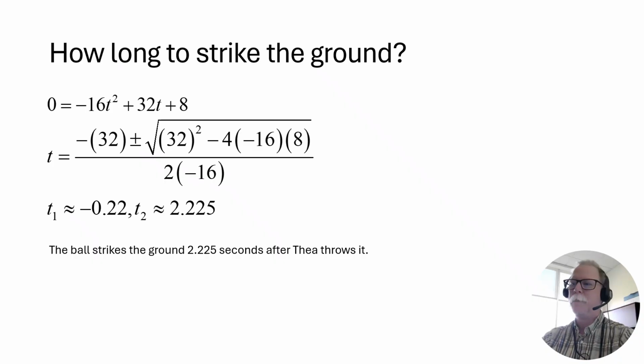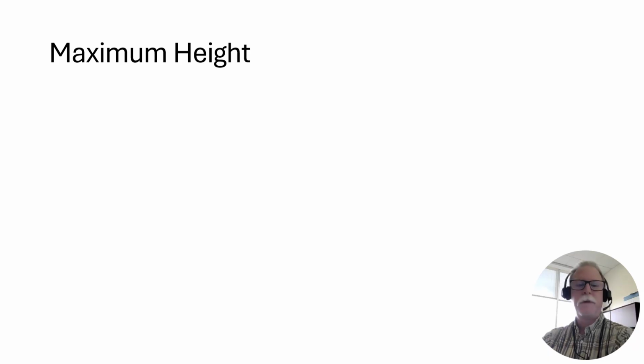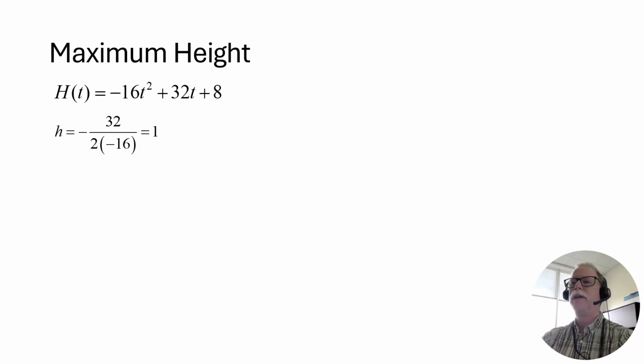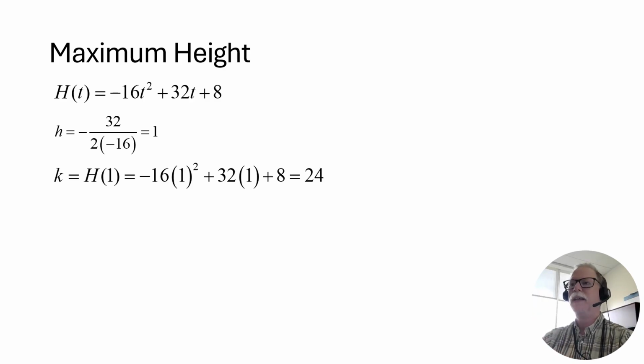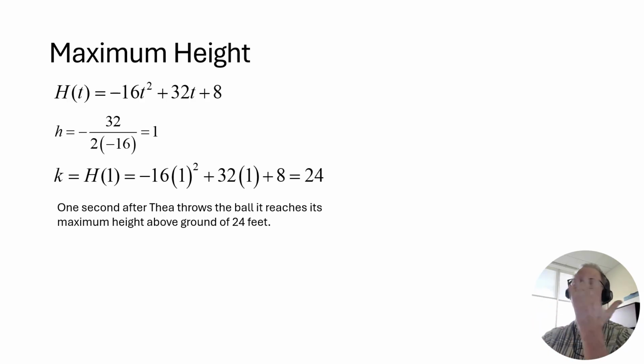But anyways, the positive answer is the only one that's appropriate to answer this question. The ball strikes the ground. There you go. All right, the maximum height, this is the vertex. So to start off with the vertex, we need to calculate the h value. And then we take that number and plug it into the equation to calculate the k value. And then, so 1 second after Thea threw the ball, maximum height, 24 feet above ground.